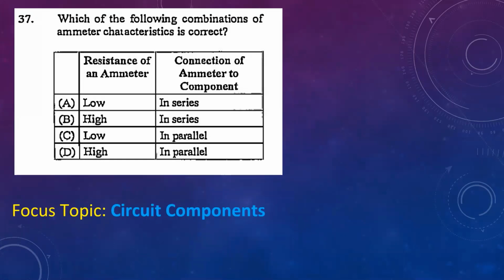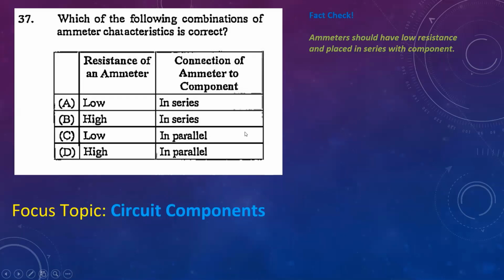Number 37, which of the following combinations of ammeter characteristics is correct? So we have resistance in one column and connection of ammeter in another column. What we know is that ammeters should have low resistance, so they do not affect the overall current in the circuit, and they are also placed in series. And so, which of these match with what we have here? We have low resistance and in series, so A is the answer.